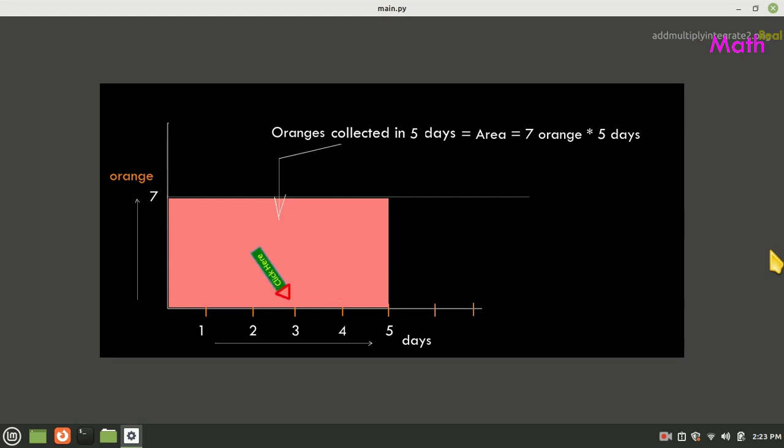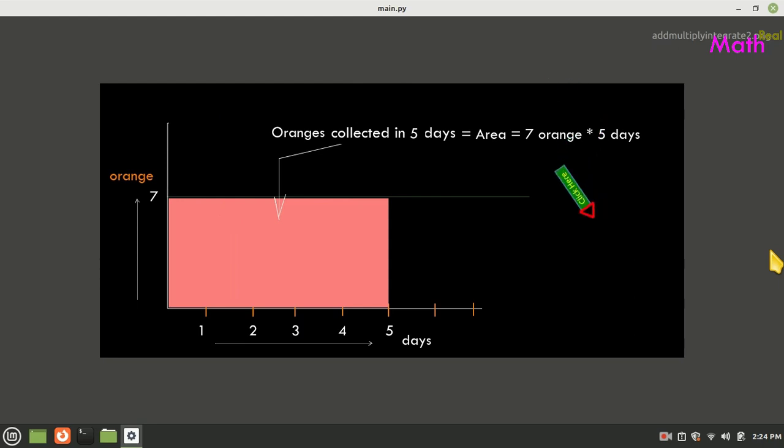Oranges collected, so 7 oranges on a daily basis are collected. So this vertical line is oranges, horizontal line is days. So first day 7 oranges got collected, second day again next 7 oranges, third day again next 7 oranges, fourth day, 5th day. How many oranges get collected? We can find the same addition by calculating the area.